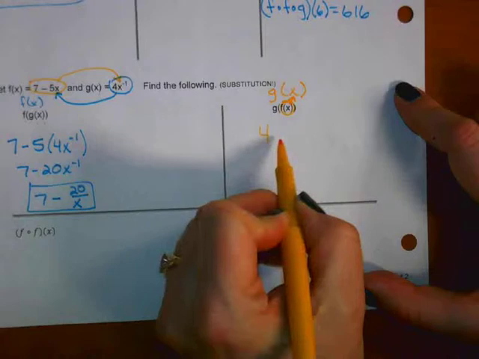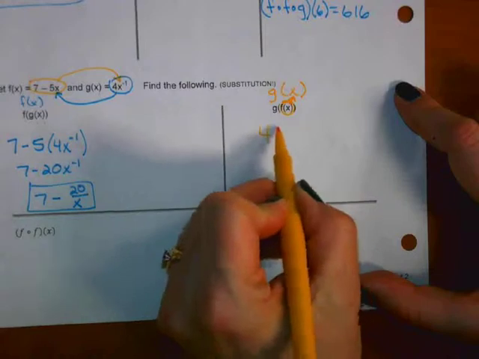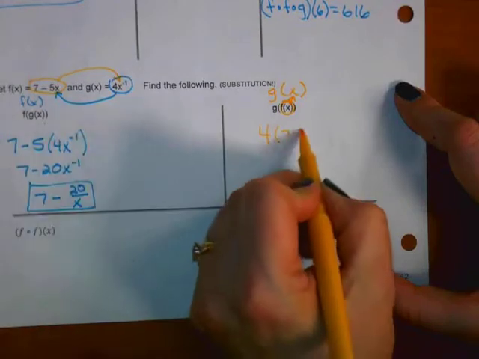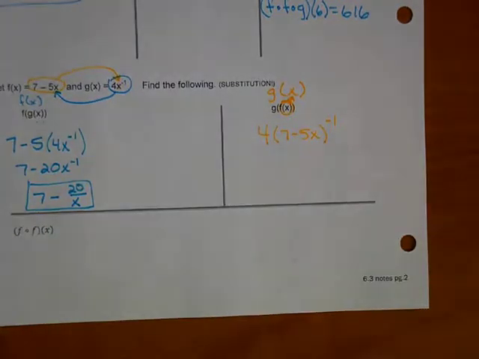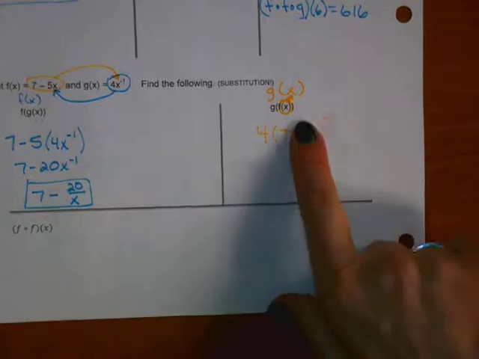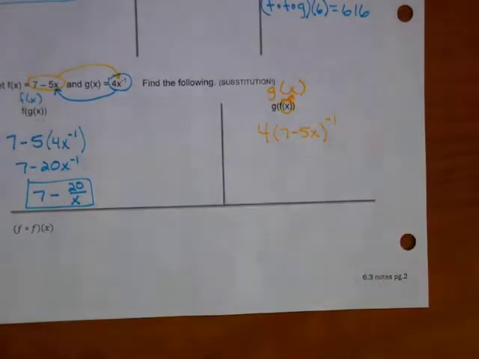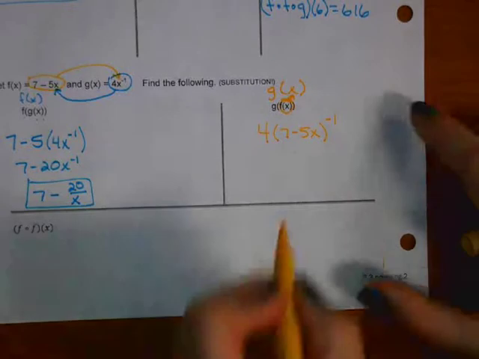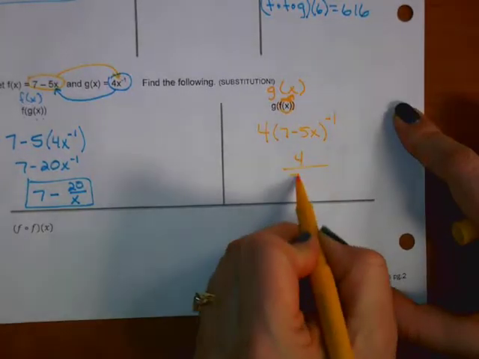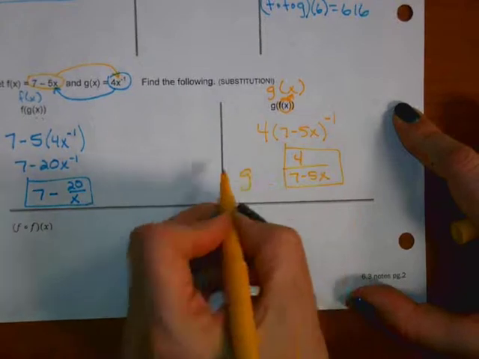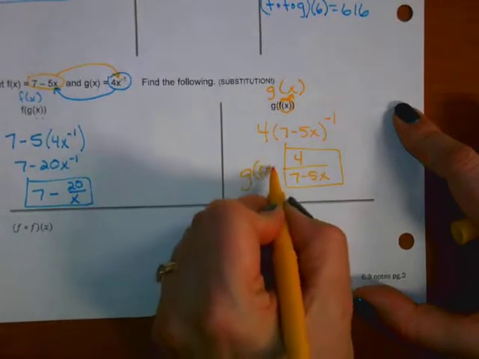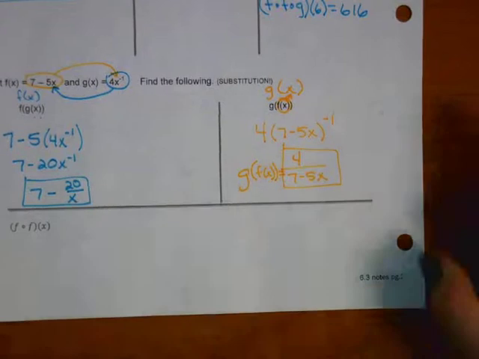So g of x is 4 times x to the negative 1. Where x is, I'm going to put f's function. Very easy to simplify. This whole thing is to the negative 1, so how do I simplify it? You just move it underneath the 4. And you're done. You could write g of f of x equals this.